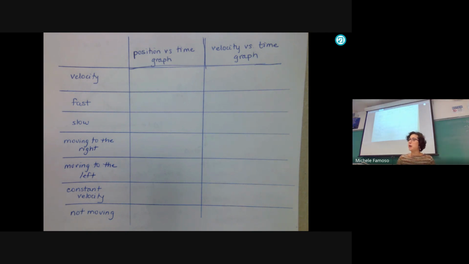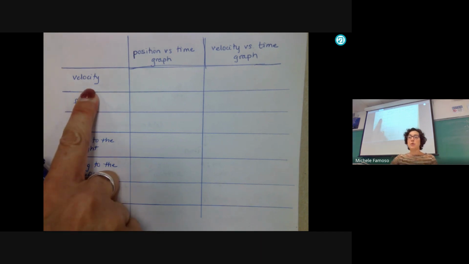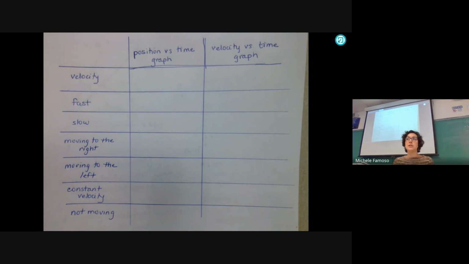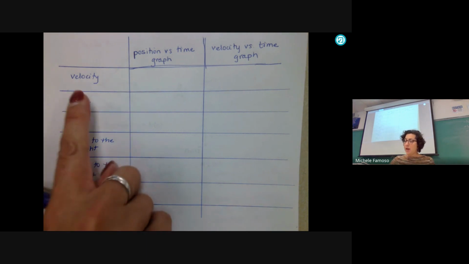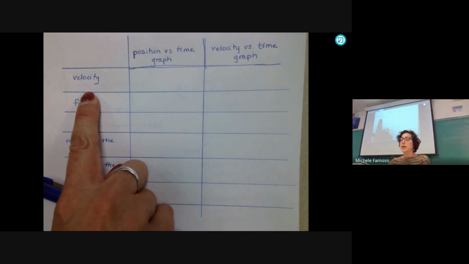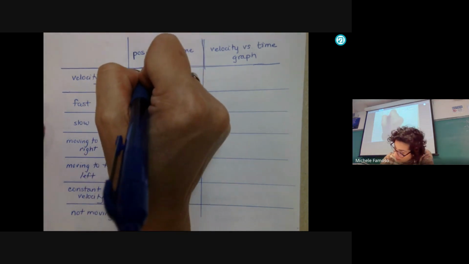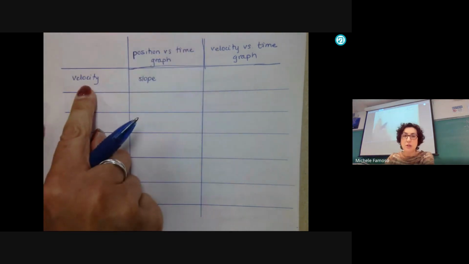All right, so I want you to think about it. Let's start with velocity. And let's go back to position time graphs. That's what we did in section B of this unit. How do we find the velocity on a graph of position versus time? Yep. The slope is equal to the velocity.